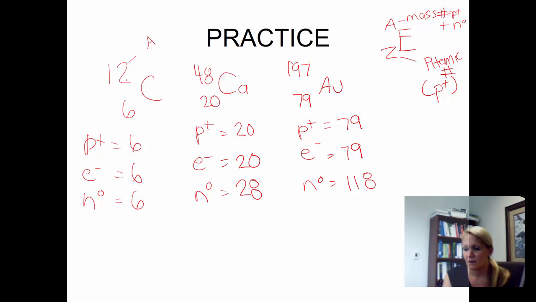So these are examples of isotopes of an element. Given the mass number, that's the whole number here, and looking at that, we determine the number of protons and neutrons in the nucleus and how many electrons would also be in the atom.